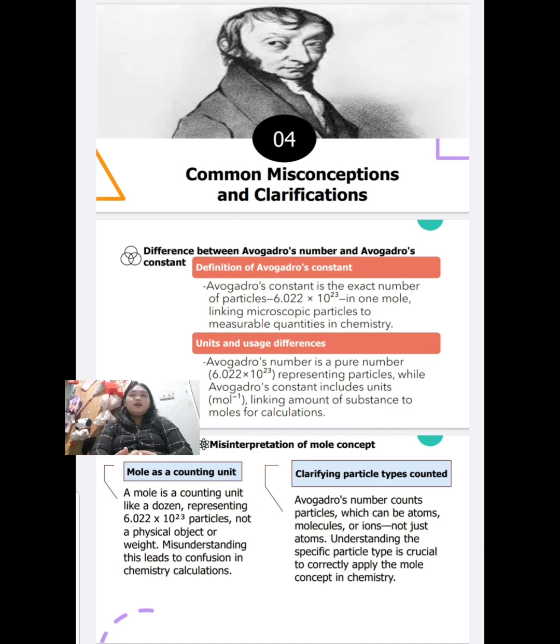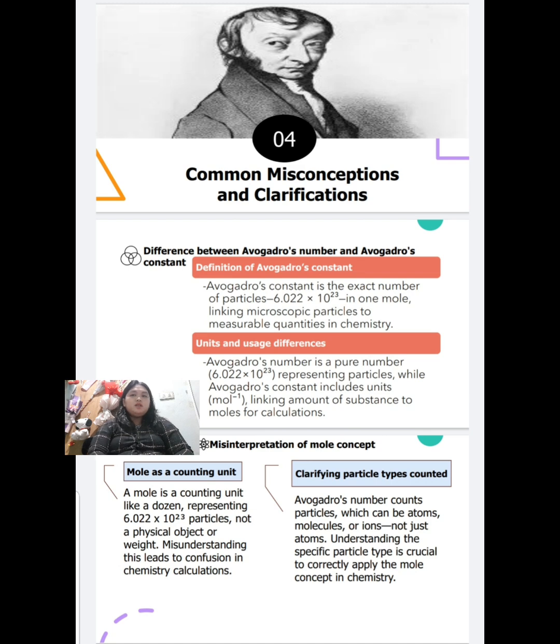So the next is the definition and the value. Avogadro's number is 6.022 times 10 raised to the power of 23, representing the quantity of particles in a mole, crucial for linking atoms to measurable amounts in chemistry. So, importance in chemistry. Avogadro's number is crucial in chemistry as it links atoms to measurable quantities, allows precise calculation in reactions, and helps scientists understand the composition of substances accurately.